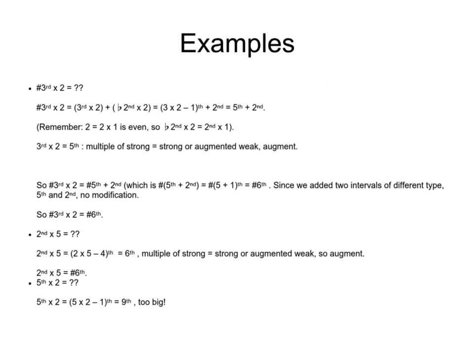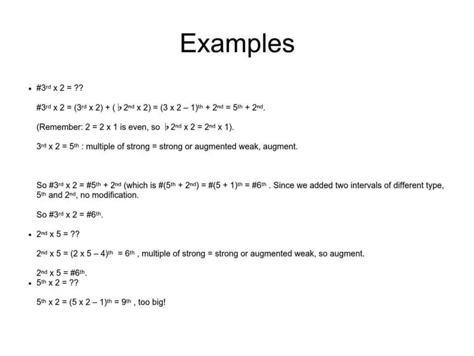Now let's do some examples. This is an augmented third times 2, which is equal to a third times 2 plus the minor second times 2. You distribute it, which is equal to 3 times 2 minus 1 plus the second, which is a fifth plus a second. Do we have to augment the fifth? Can we leave it like that? Remember, 2 is even, so that's what we just did. So a third times 2 is equal to a fifth.